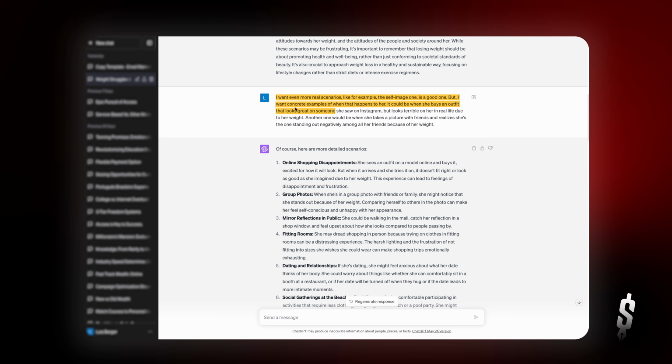It could be when she buys an outfit that looks great on someone she saw on Instagram, but looks terrible on her in real life due to her weight. Another one would be when she takes a picture with friends and realizes she's the one standing out negatively among all her friends because of her weight. So I gave ChatGPT the example exactly as I'm giving you. Gave it the context, and then I'm saying I want things like this, and I want even more real scenarios. So I'm talking to ChatGPT almost as if I'm talking to you here. I'm explaining the full scenario. I'm explaining what I'm thinking as I'm reading that, so it can understand what my context is and what I'm trying to accomplish here, and then it can refine its output based on that.